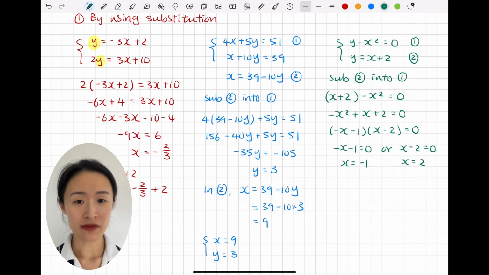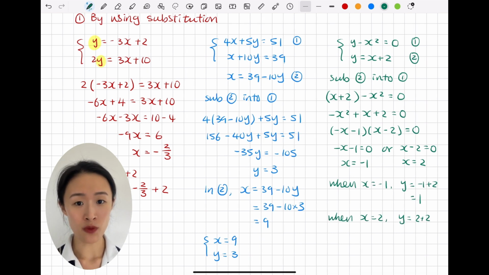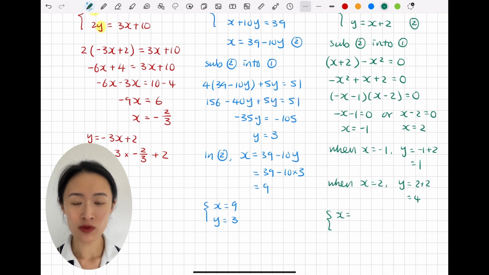Because we have two x values, that means we should have two y values. So when x is negative 1, y is 1. When x is 2, y is 4. So in the end, we have x is negative 1, y is 1 as one set of solutions, and then the other set of solutions is when x is 2, y is 4.